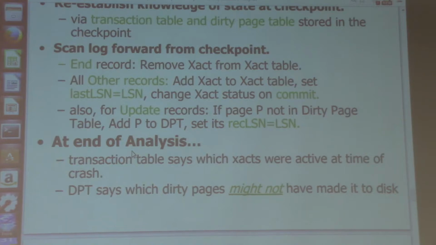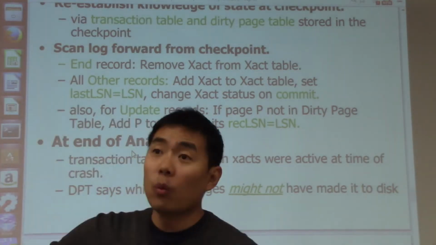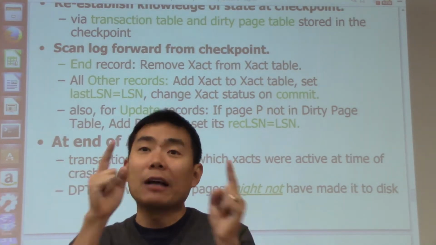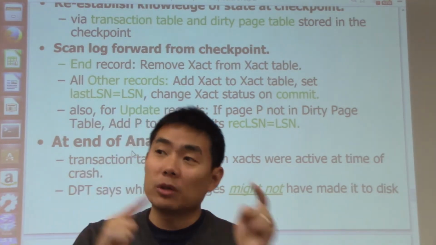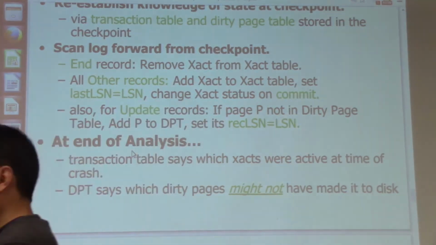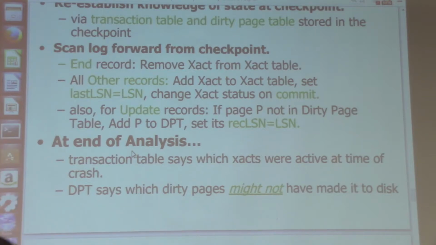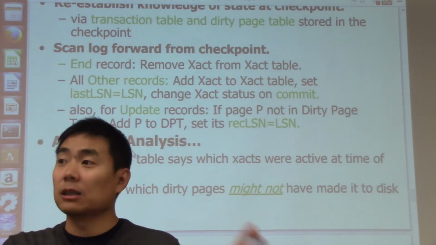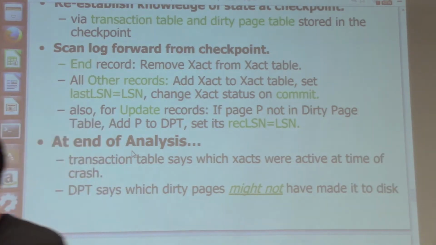And for an update record, if the page ID is not in the dirty page table, add it to the DPT and set recLSN to the LSN. This is at least what we can do, because I don't know when the buffer manager will come and eliminate a dirty page, but I do know when it will create a dirty page entry. If it is not in my dirty page table and I see a log record updating this page for the first time since the checkpoint, the buffer manager must have come to the dirty page table and created an entry for it. Must have done that. So I will just duplicate that action. Right? Because this must be a dirty page.